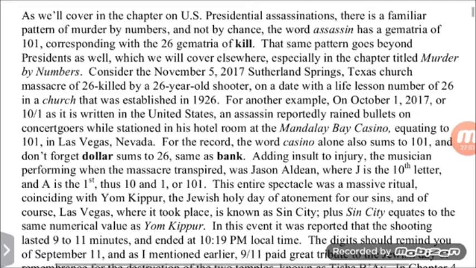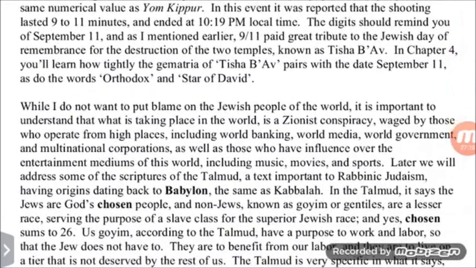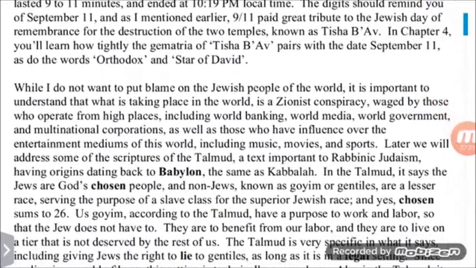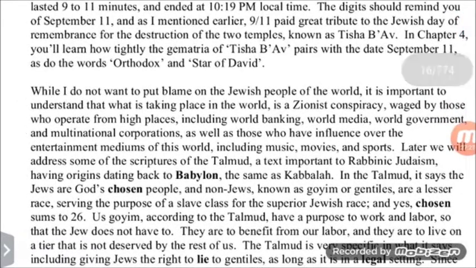In this event, it was reported that the shooting lasted 9 to 11 minutes and ended at 10:19 p.m. local time. The digits should remind you of September 11, and as I mentioned earlier, 9/11 paid great tribute to the Jewish Day of Remembrance for the destruction of the two temples, known as Tisha B'Av.